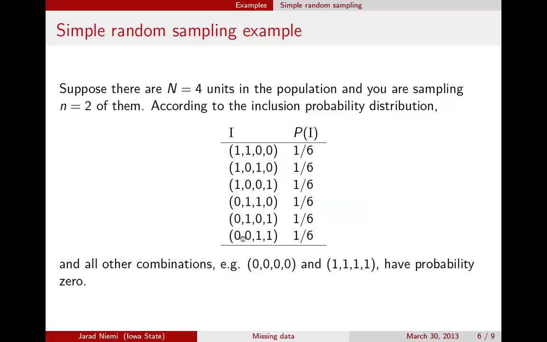But note here that we could have enumerated all the different possibilities of 0s and 1s. There's going to be 2 to the 4th of those. But because of the inclusion probability distribution on the previous page, all of those vectors that don't have exactly 2 ones and exactly 2 zeros will have probability 0. So for instance, this is sampling no individuals from the population, this is sampling all of the individuals from the population, and these do not coincide with the fact that we know we sampled exactly 2 of them.